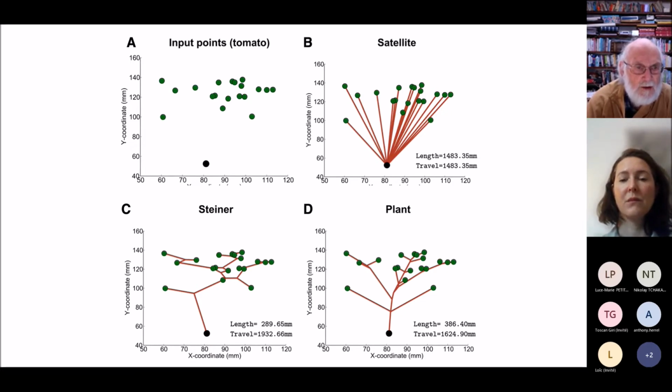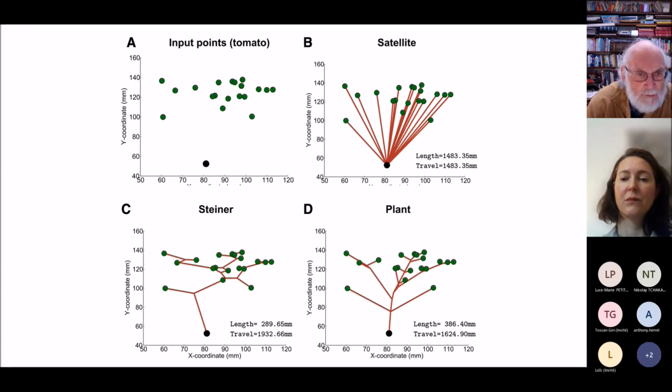But because there are some points which are now having to go quite a wiggly path through to the base, the total length, the travel length, which is the total of the travel of each of those spots down to the base, all of them added together, that is quite considerably larger. We go through to D, which is what would happen with the plant, and you can see that you've got something in between those. So the total length to be travelled is now in between the satellite and the Steiner models, and so is the travel distance.